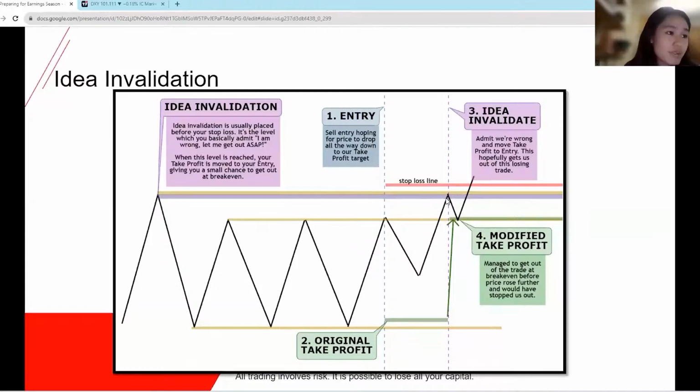Okay, so it reverses off and it hits our take profit nicely. But if we didn't modify our take profit and we just left it over here, it would have reversed and shot back up and hit our stop loss instead. So we got out here at break even before price rose further and stopped us out. So idea invalidation involves moving the take profit, whereas break even, as we saw earlier, involves moving our stop loss line.